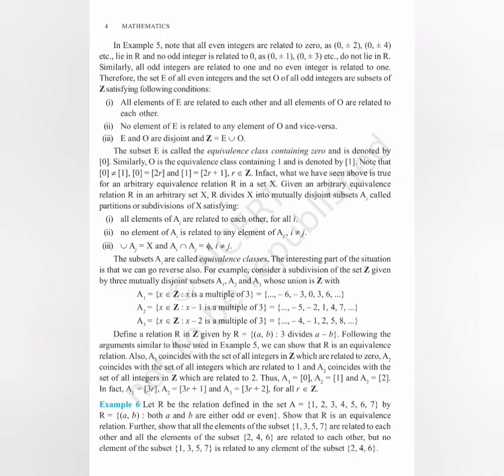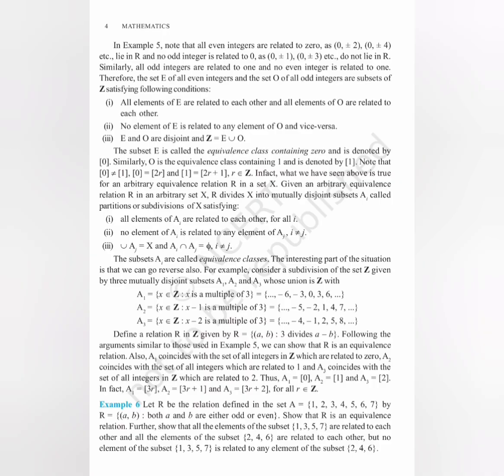Also, A1 coincides with the set of all integers in Z which are related to 0. A2 coincides with the set of all integers which are related to 1. And A3 coincides with the set of all integers in Z which are related to 2. Thus, the subsets will be A1 equals [0], A2 equals [1], A3 equals [2]. In fact, A1 equals 3r, A2 equals 3r plus 1 and A3 equals 3r plus 2 for all r belongs to Z. It is a very easy sum, but you should read and listen very carefully.